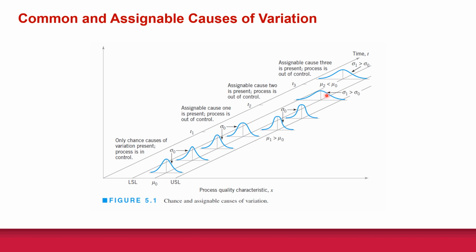Time T3, we're over here at T3. There's another assignable cause resulting in both the mean and, in this case, the standard deviation shifting the other way. So from time period 1 to time period 3, you've had several assignable cause variations, and this production has been out of control. So part of what we're trying to do here is understand how this process occurs and be able to remove these assignable causes and get this process back under control.